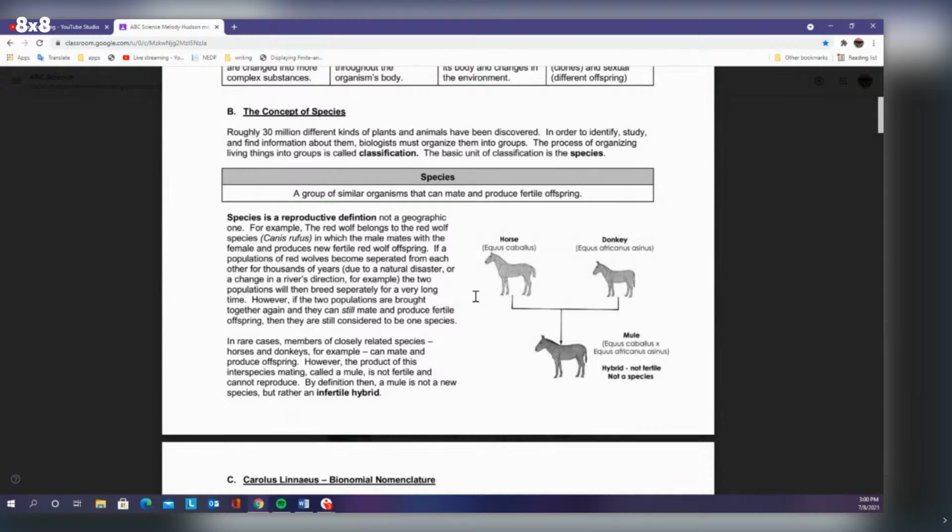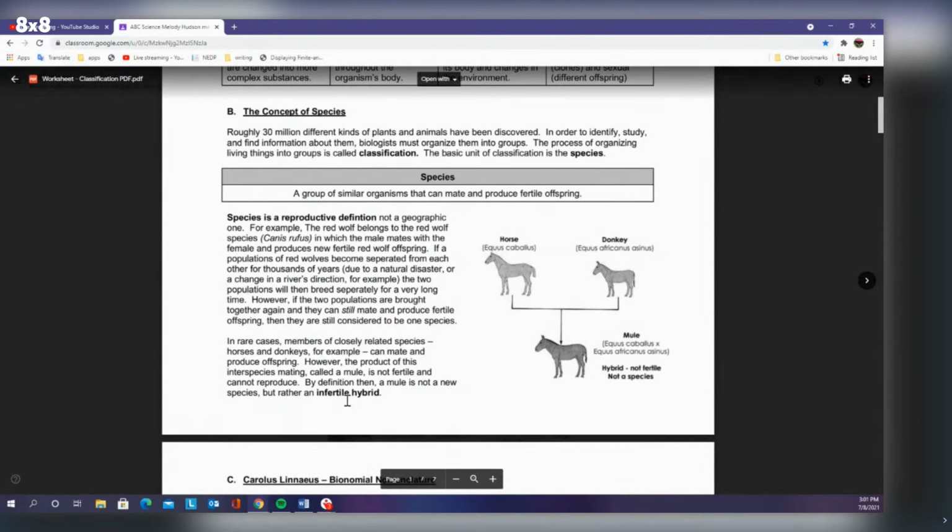If there are natural changes that take place and so they cannot produce fertile offspring, they're not considered to be of one species. And so, if we talk about horses and donkeys mating, in some cases, and this is rare within the animal world, they can produce offspring. However, a horse and a donkey make a mule, and the mule cannot reproduce and make a new mule. So the mule is infertile, and it's known as an infertile hybrid. It is not a species. A hybrid is not a species.